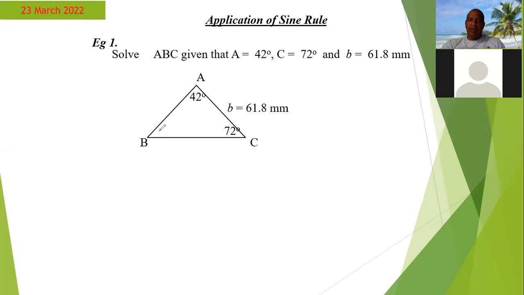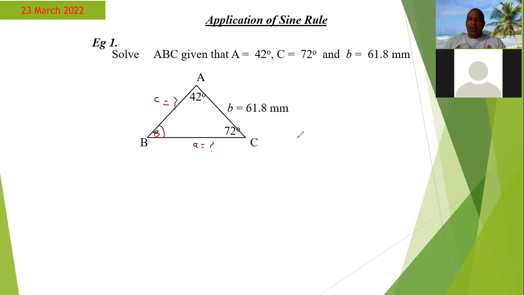So it means that we don't know the angle B, so we'll have to solve for the angle B. We don't know the side A, so we'll have to solve for the side A. We don't know the side C, so we'll have to solve for the side C. All right. Everybody is following so far? Any question?